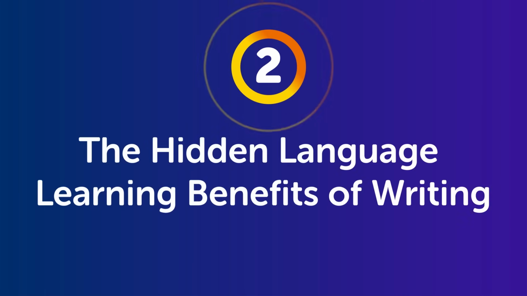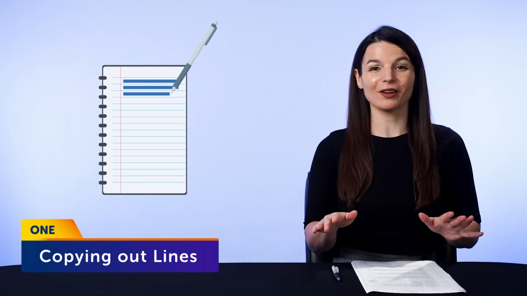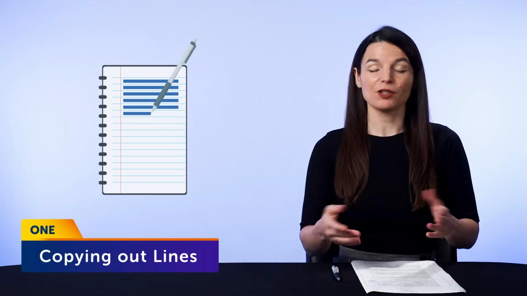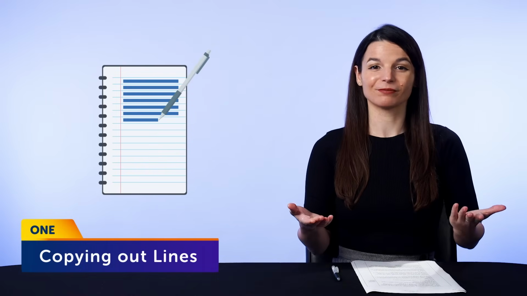So why does copying things out work, and what makes it a good language learning strategy? Part 2. The hidden language learning benefits of writing. First, it's super easy to do. Copying out lines, say from a textbook or an article, takes no thinking whatsoever. You don't have to worry about what to write, you just copy. You can do it any time of day, and it's a skill you can practice on your own.